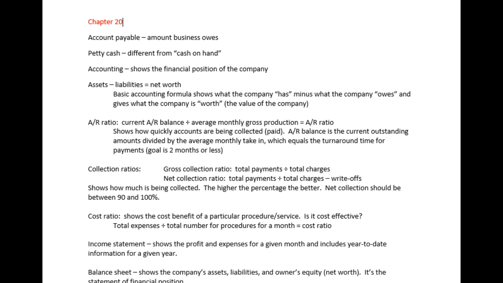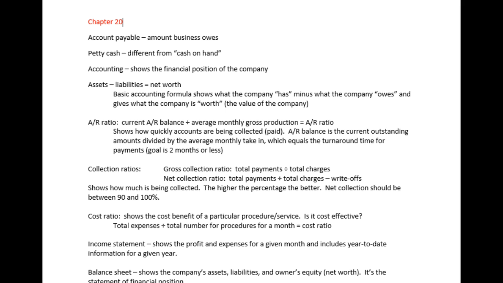So gross collection ratio is your total payments divided by your total charges. Your write-offs and your adjustments are not considered in your gross collection ratio. Now in your net collection ratio, you have total payments divided by the total charges minus your write-offs and your adjustments, and that would give you a percentage out of that. And the goal for that one is to be between 90 and 100%. That again shows that you have a healthy company. If you're not getting that kind of percent, then you need to relook at your situation and see if you can improve that.